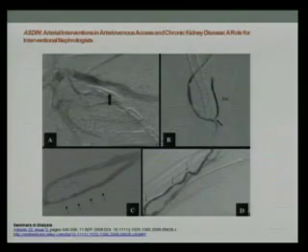So looking here, this is the axillary vein. You have a stenosis there. So this is an angiogram.